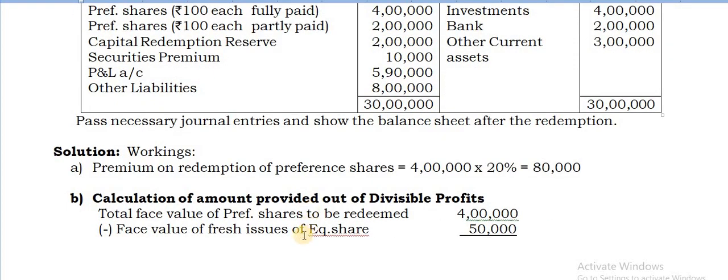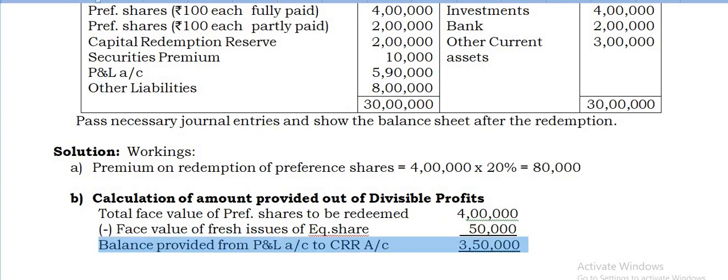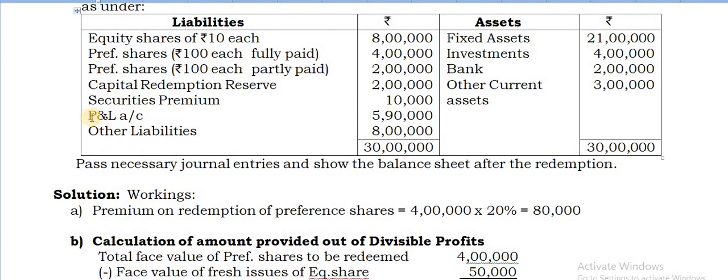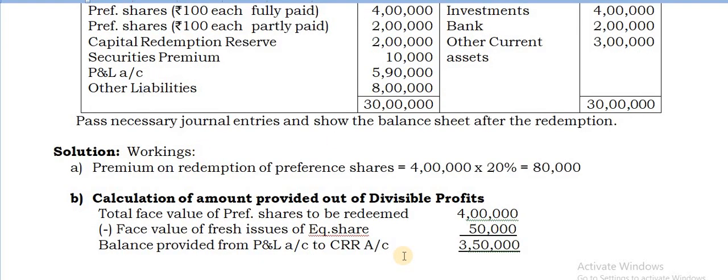So you can take up that equity shares, that is 5,000 shares into 10 each, 50,000 you can deduct. So the remaining 3,50,000 you are getting. That is the balance being provided from the profit and loss account to CRR. So this is the only divisible profit here. Okay, capital redemption reserve is not a divisible profit, so it will not be considered. Only the profit and loss account you can take.